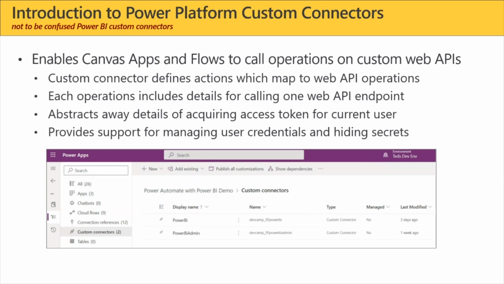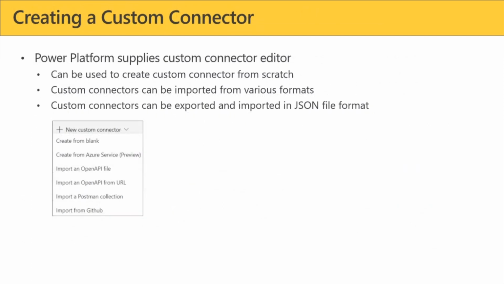Now, some of the nice things about custom connectors: it abstracts away the details of acquiring access tokens and including the access token when we make API calls. Custom connectors just do all that behind the scenes. It also provides a way, when you provide a username and password, for the system to remember that. We have to manage credentials and hide secrets in a good way, not something sloppy. So custom connectors have built-in support to manage credentials and hide the things that are important, things like passwords and keys.